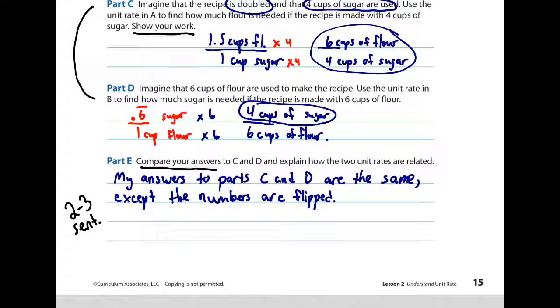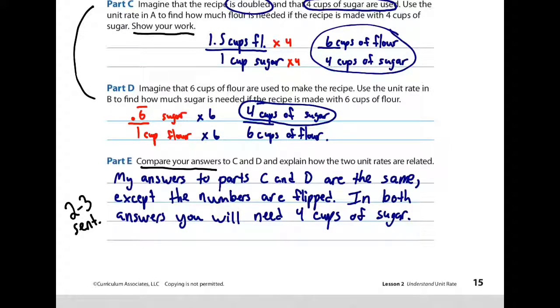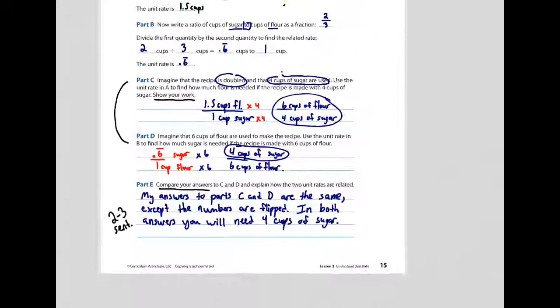So it says, how are the 2 unit rates related? Well, they're kind of the same. I'm going to say in both answers, you will need 4 cups of sugar. All right, so there's my 2 to 3 sentences.